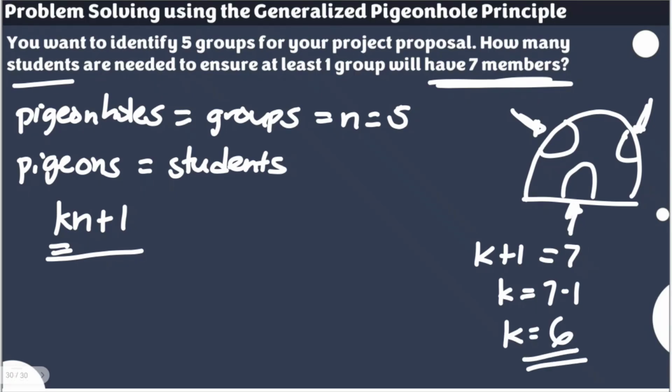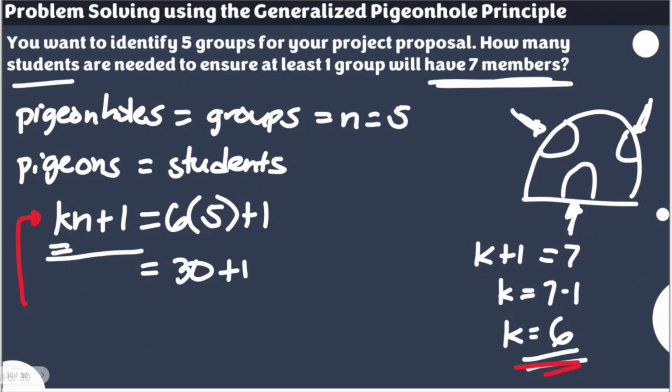This is what we need for our k as we solve for the item. So if we continue, this is 6 times your n, which is 5, plus 1. So you will have 30 plus 1, which is 31. You need 31 students to form 5 groups and guarantee that at least one of those groups will have 7 members. Take note, 31 here is the minimum, not the maximum, because you will have at least one group. If you would like at least 2 groups, then you will have 32 in that case. So this is the correct answer.